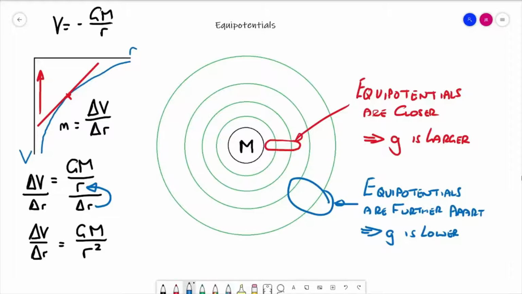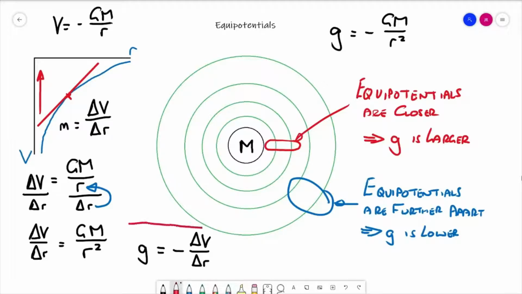Now GM over r squared, we've seen that before in the equation for gravitational field strength, but of course in gravitational field strength we've got the minus sign in there, so g is minus GM over r squared, whereas this gradient, delta V divided by delta r, is positive GM over r squared. What we then say, combining it all together, is that the gravitational field strength is the negative of delta V divided by delta r, and that is known as the potential gradient.